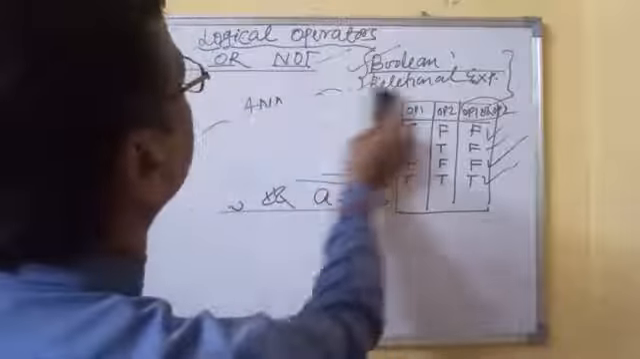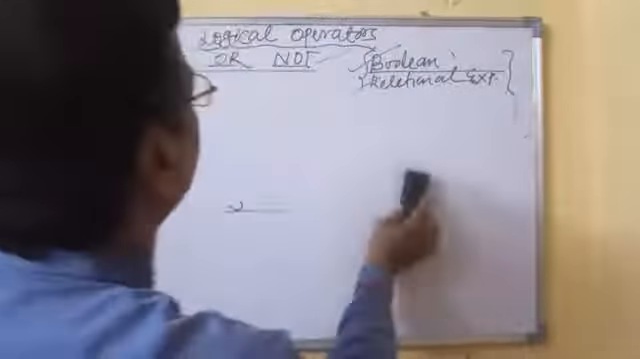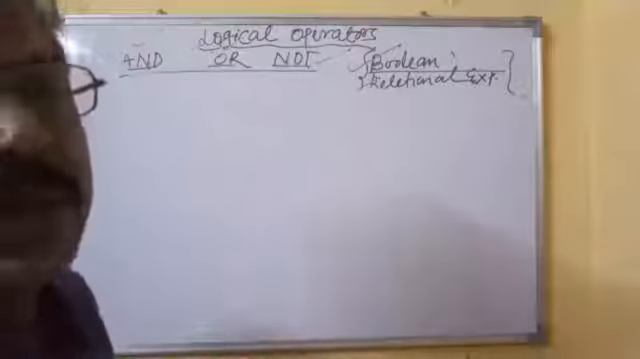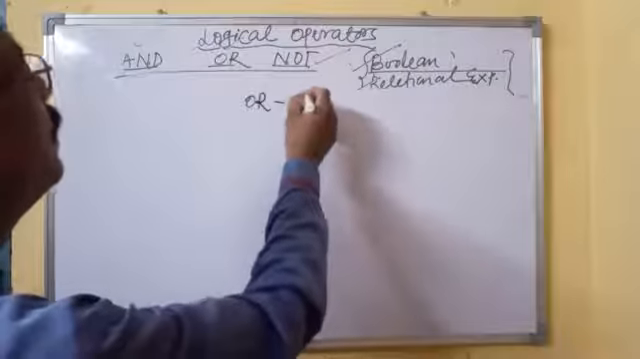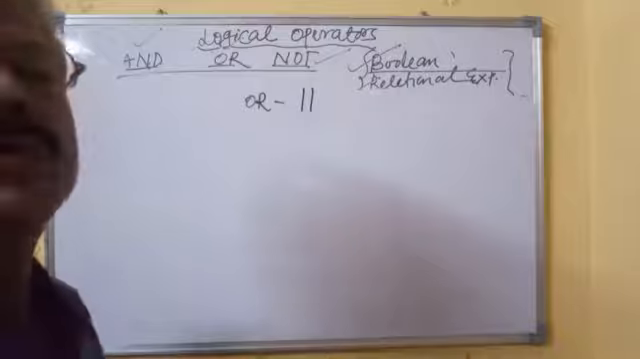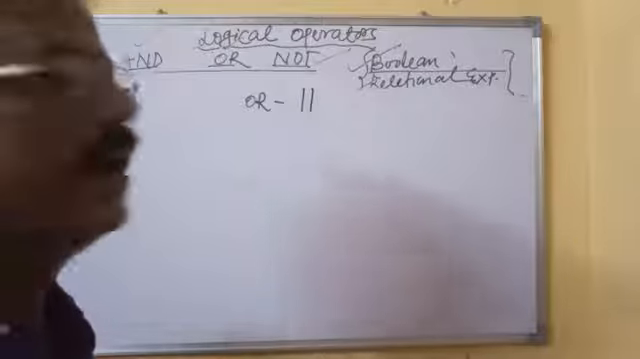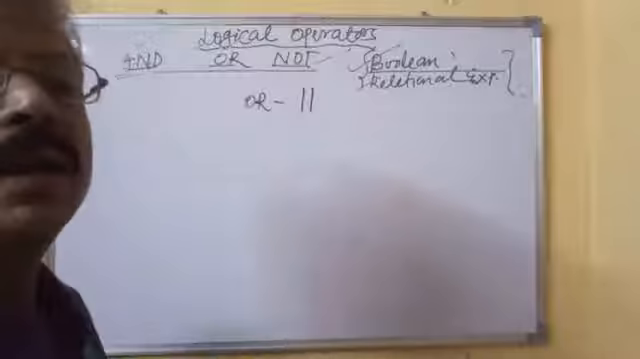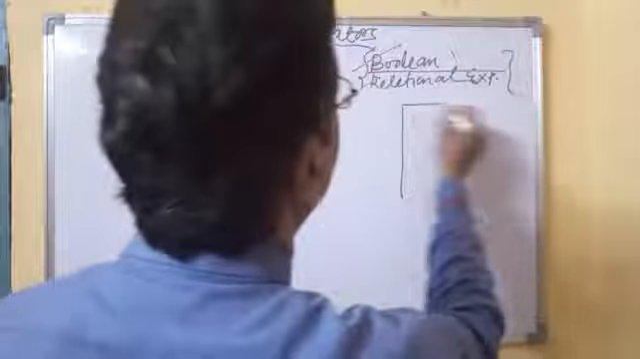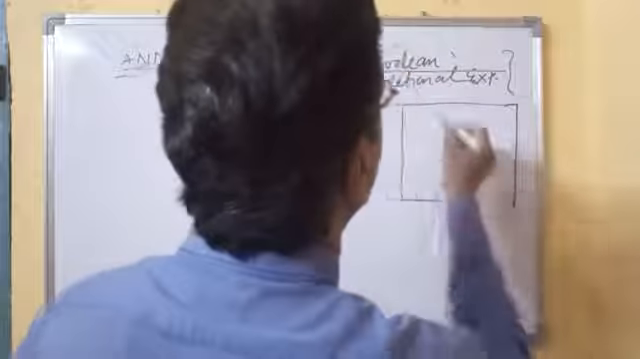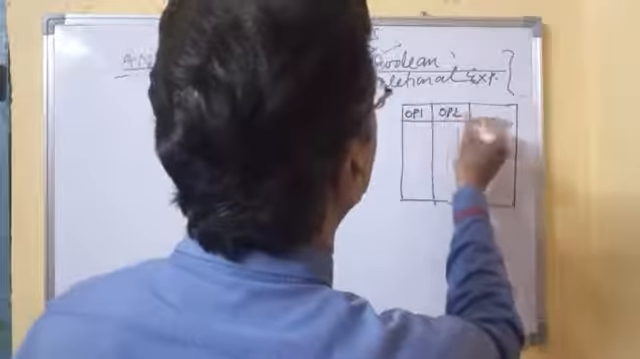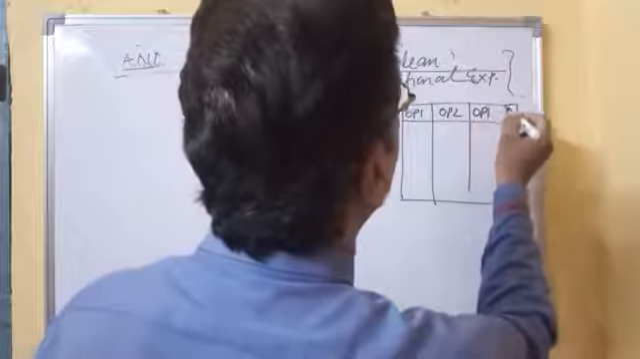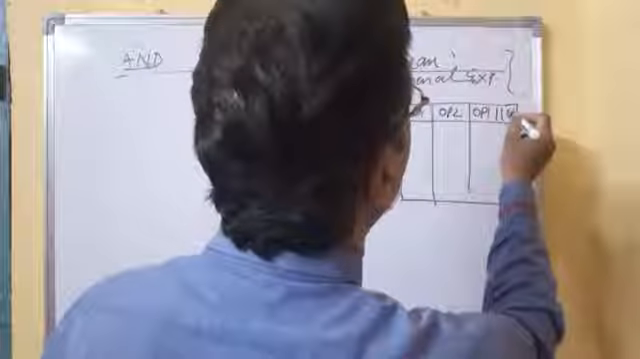Then we will see the OR operator. The OR operator's rule is similar, but just different. It is just the opposite of the AND operator. The OR symbol is the pipe symbol, two vertical lines, which is called the OR operator symbol. And its truth table rule is like this: OP1, OP2, and OP1 OR OP2.